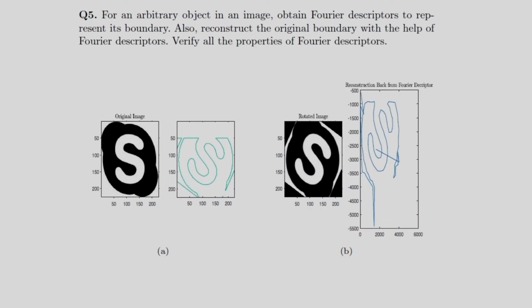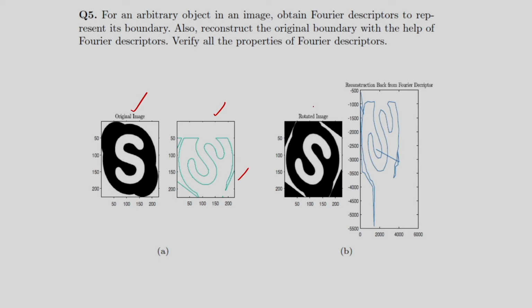Question number 5 is, for an arbitrary object in an image, obtain Fourier descriptors to represent its boundary. So that means the Fourier descriptor we have to use to represent a particular boundary. So you can see this is the original image, and you can see the boundary of the original image that can be reconstructed by the Fourier descriptors. So corresponding to this original image, the boundary can be represented by the Fourier descriptors. After this the boundary can be reconstructed by considering the inverse Fourier transform, that is by considering the Fourier coefficients I can reconstruct the original boundary, that is the reconstructed boundary.